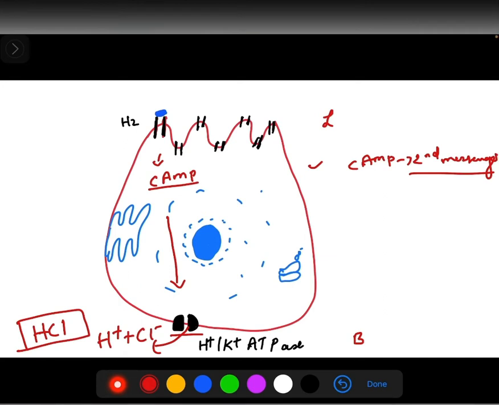Now in some patients there is increased action of this H+ K+ ATPase pump, or increased production of HCl, and this will lead to symptoms of heartburn. There may be dyspepsia.